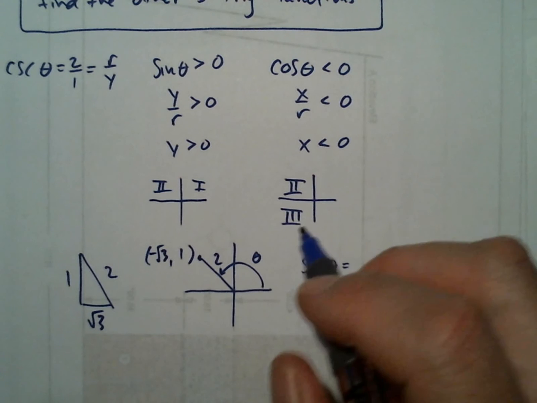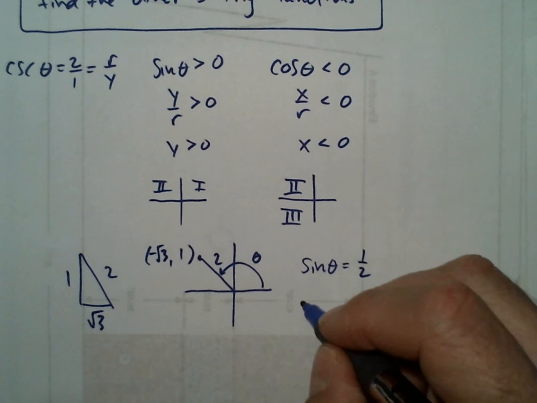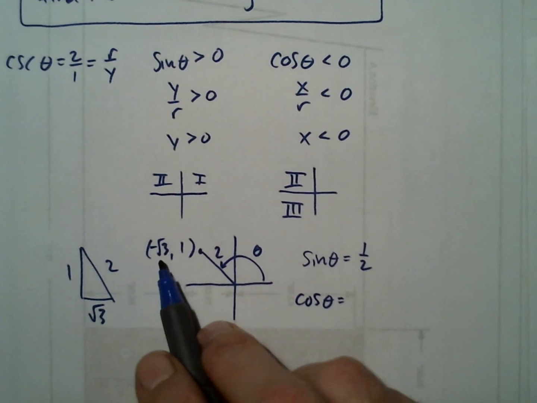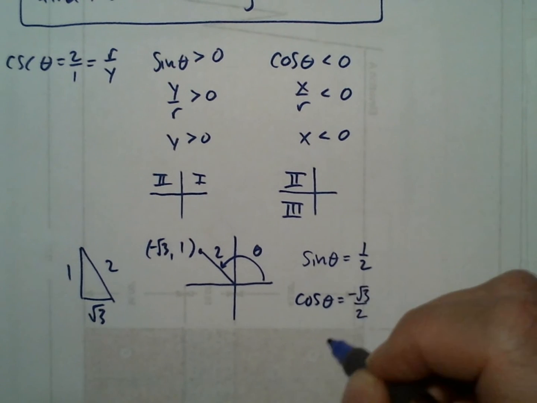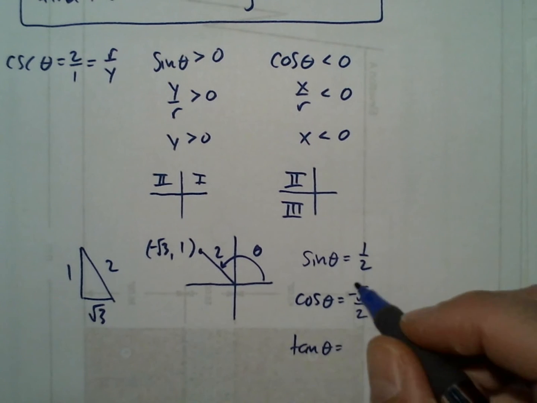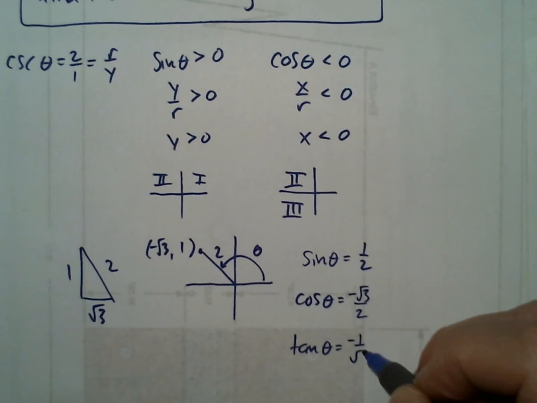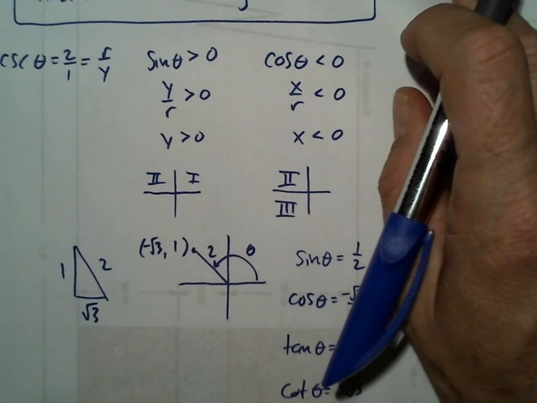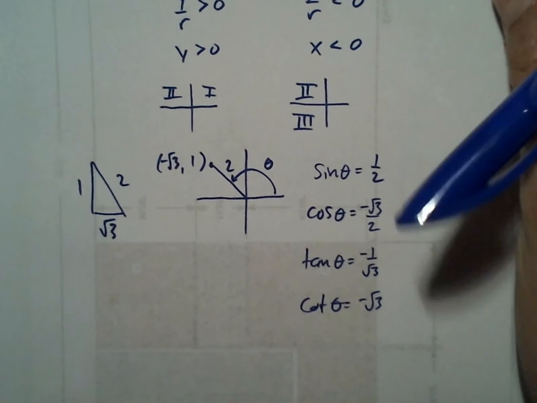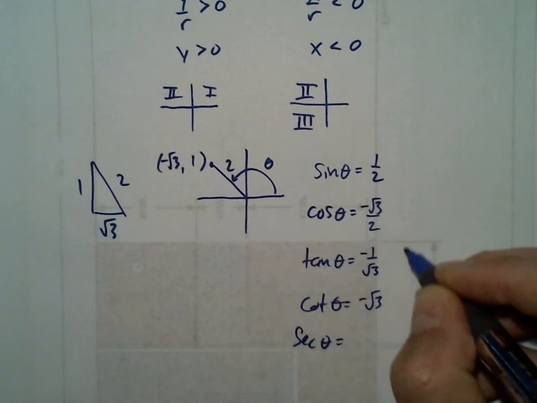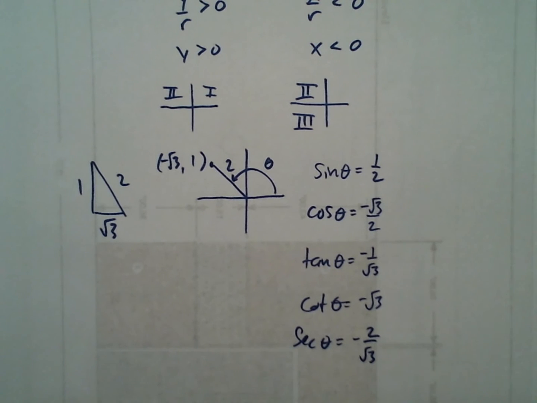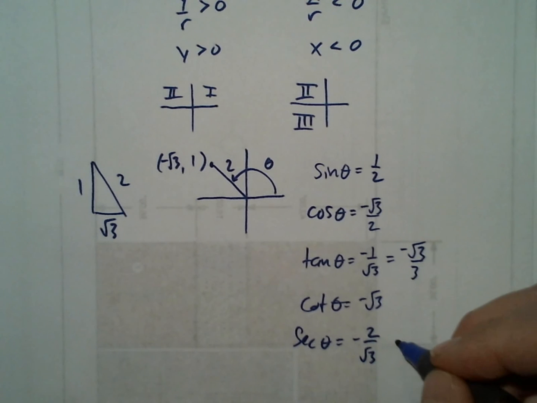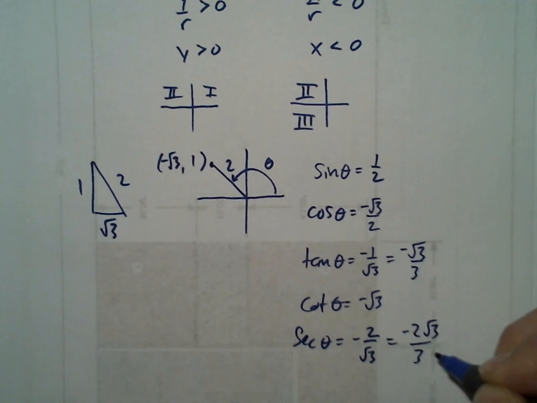So sine is y over r. Cosine is x over r. Tangent is y over x. Cotangent is the reciprocal. We already know cosecant, so secant is the reciprocal of cosine. And let's change that to that, and we'll change this to that.